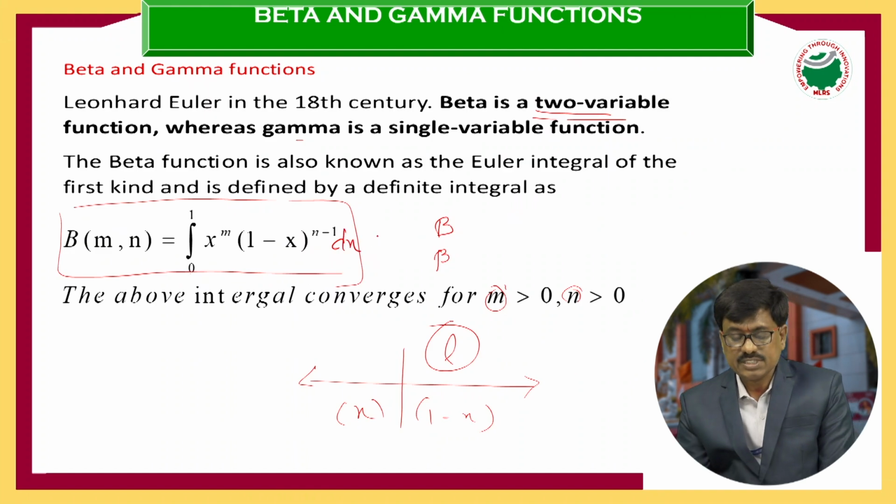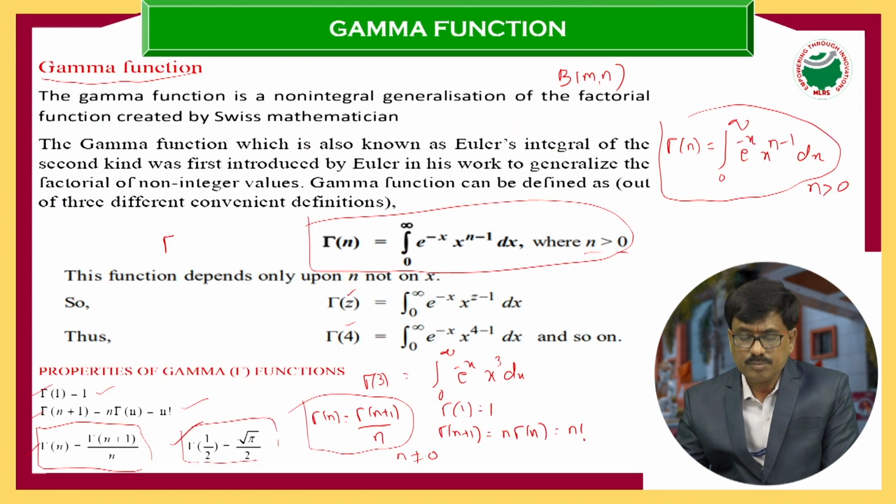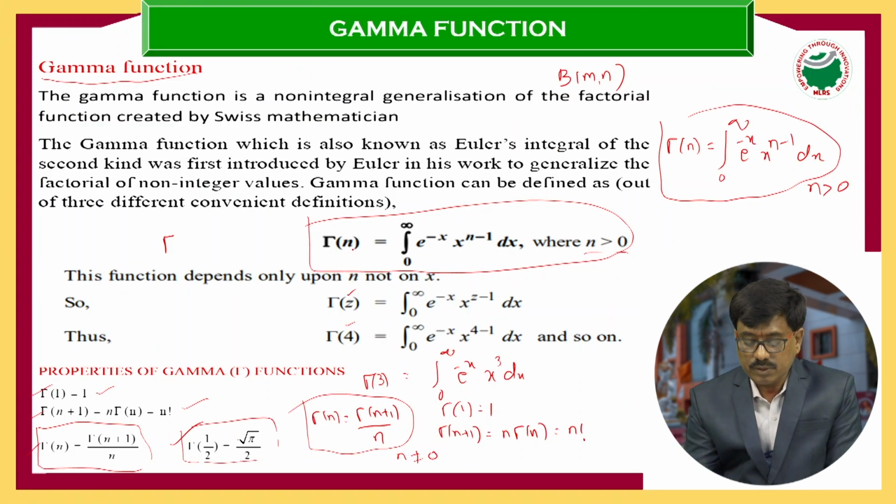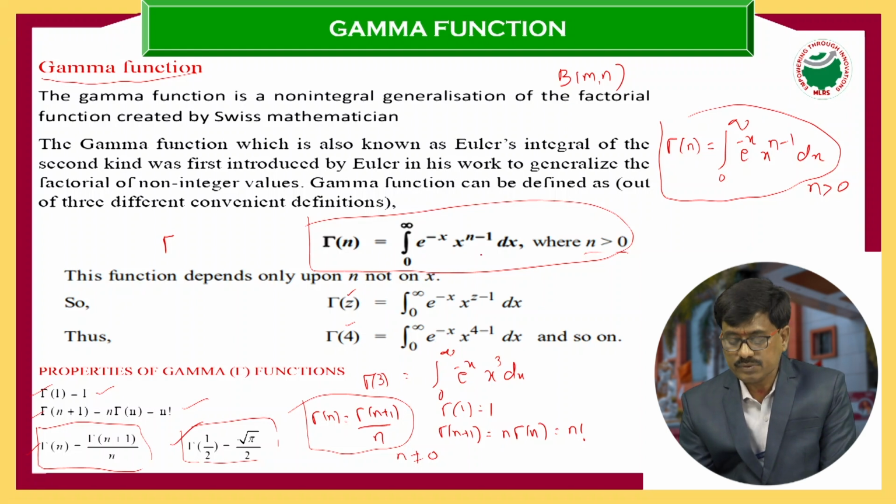This is the definition of the beta function, which is a two variable function. When we talk about the gamma function, gamma n equal to integral 0 to infinity e power minus x, x power n minus 1 into dx, where n is a single variable function. I hope now it is clear about the definitions of beta function, and the simple example problems I took to solve in this class. Okay, thank you.